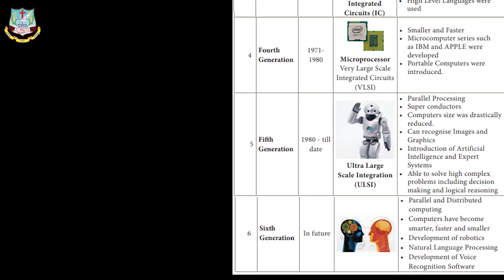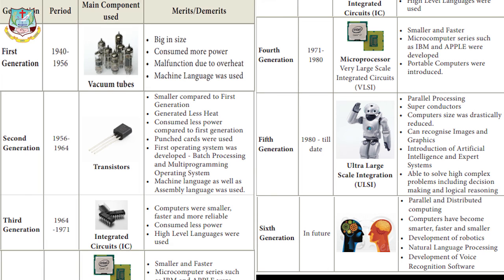And then fourth generation is from 1971 to 1980, microprocessor, that means VLSI, very large scale integrated circuits were used. In fifth generation, it is 1980 to till date, ULSI, ultra large scale integration. And then sixth generation is in future, that is communication between our brain and the robotics. Okay, so you make thorough of this particular chapter before attending the next session.